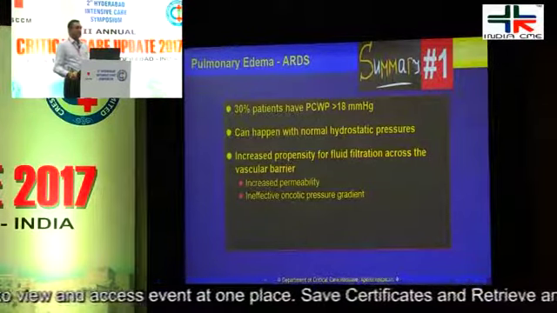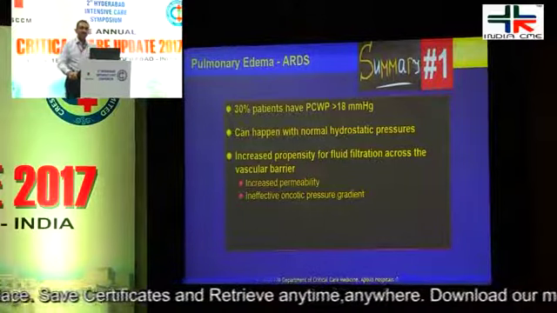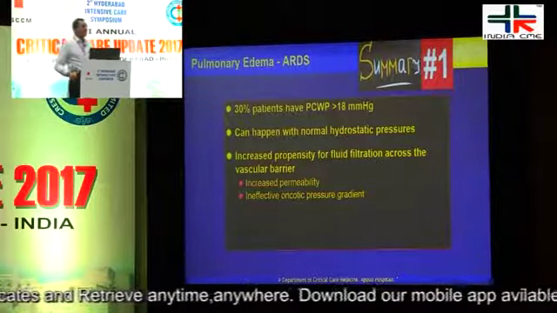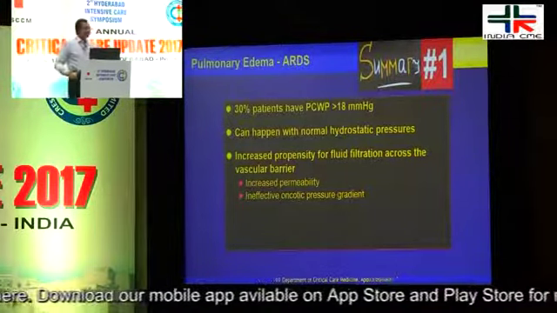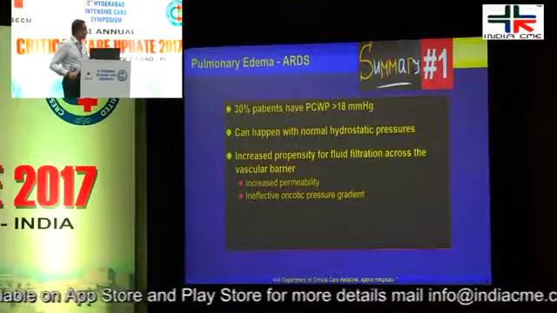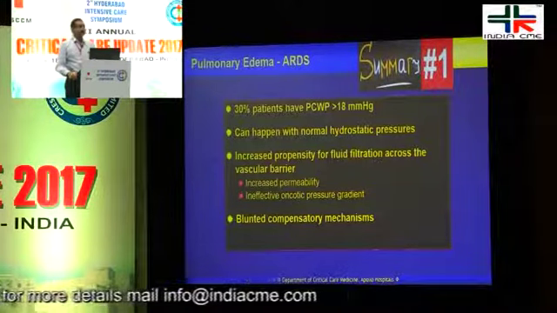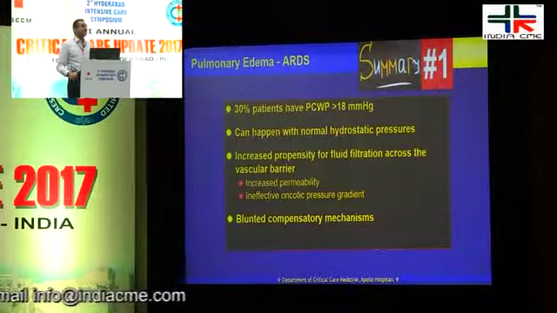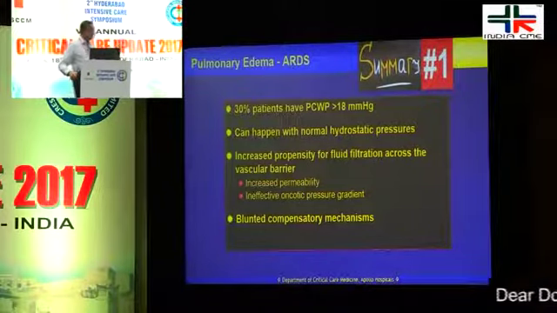Remember that because of all the physiological changes, there is an increased propensity of fluid filtration across the vascular endothelium into the extravascular space, and this is mainly contributed by increased permeability, but also remember that there is an ineffective oncotic pressure gradient that tries to keep the fluid inside the vascular space. Once the fluid goes out of the intravascular space, there is a blunted compensatory mechanism in terms of decreased lymphatic function and decreased alveolar reuptake, so fluid that gets out stays out longer.